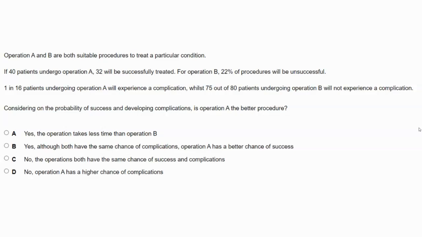Is Operation A better? No. And so it's going to be, I think, D. Operation A has a higher chance of complications. What do you think, Roshni?